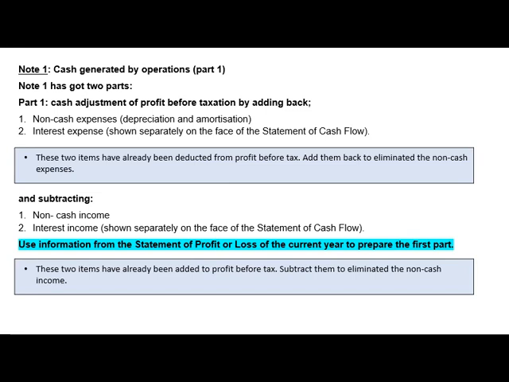So you need to also take into account any non-cash income. Any income you have earned that is non-cash, you need to subtract from profit before tax because it does not affect the cash inflow of the business. That's why we have to subtract it, solely because it was already added. So the net effect will be zero with respect to that specific item that we are adding and subtracting, okay?